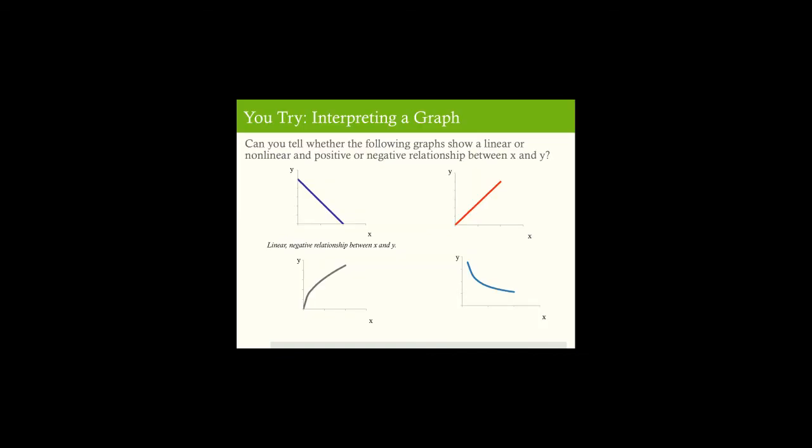Quiz yourself. Can you tell whether the following graphs show a linear or nonlinear and positive or negative relationship between x and y? We'll do the first one together. This first graph shows a linear negative relationship between x and y. It's linear because it produces a straight line, and it's negative because as x increases, y falls. Pause the video and try to do the other three on your own.